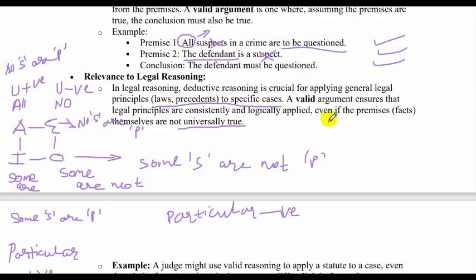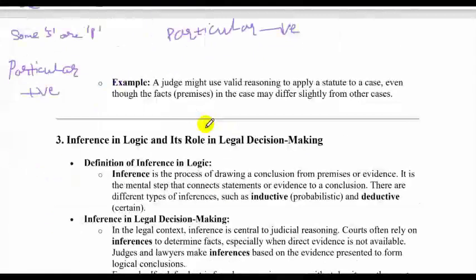So let's move on. A valid argument ensures that legal principles are consistently and logically applied, even if the premises or the facts themselves are not universally true. Example: a judge might use valid reasoning to apply a statute to a case even though the facts and premises in the case may differ slightly from other cases.